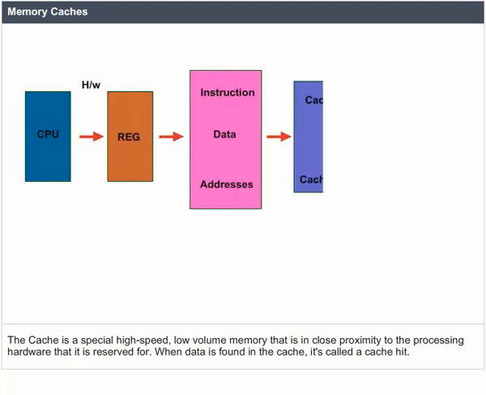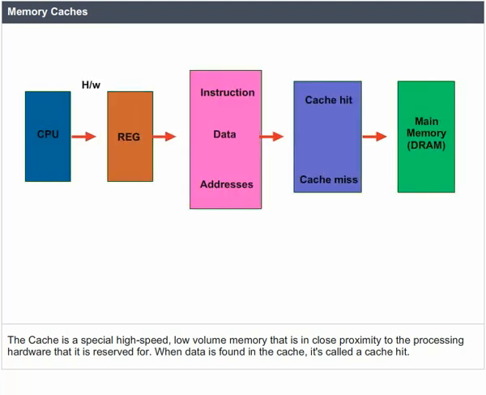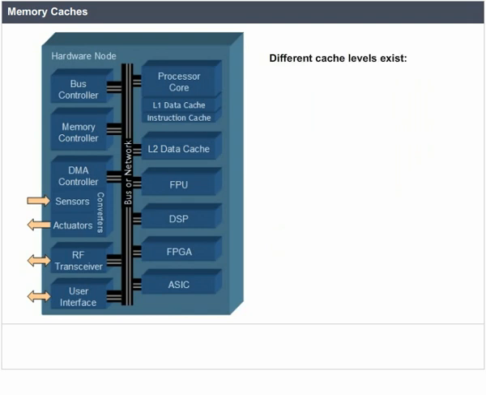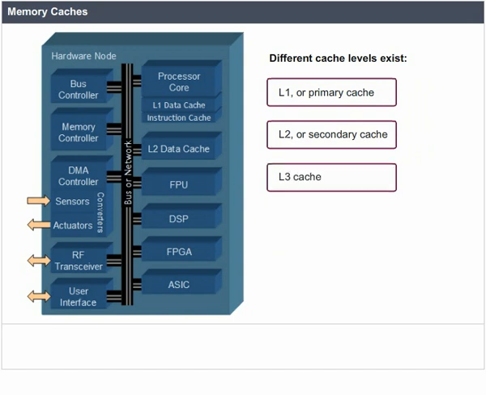Memory cache. The cache is a special high-speed, low-volume memory that is in close proximity to the processing hardware that it is reserved for. When data is found in the cache, it is called a cache hit. When data is not found in the cache, it is called a cache miss, and the data needs to be accessed in slower memory. The efficiency of a cache algorithm is judged by its hit or miss rate. Embedded architectures include both data caches and instruction caches. Different cache levels exist. L1 or primary cache, L2 or secondary cache, L3 cache. Processor core.